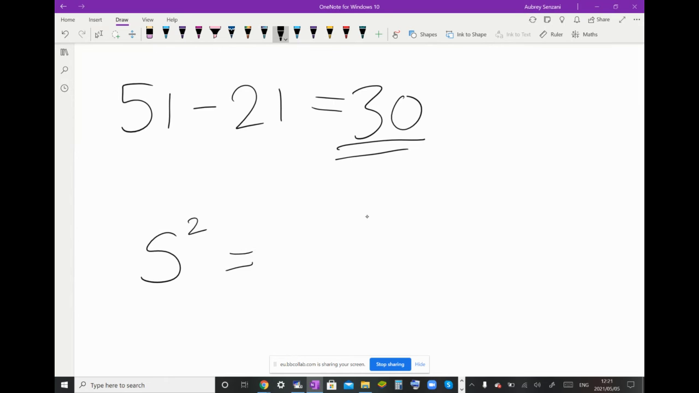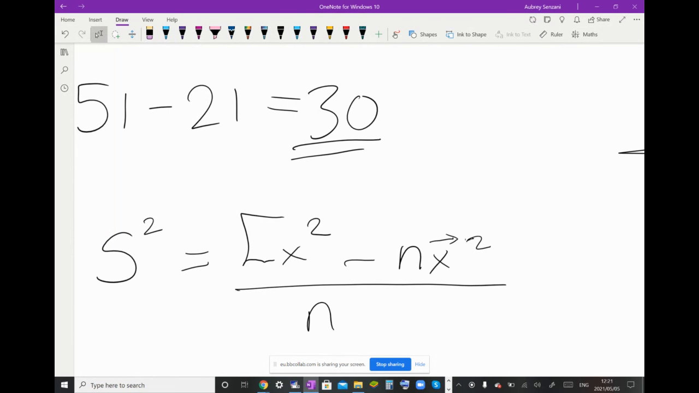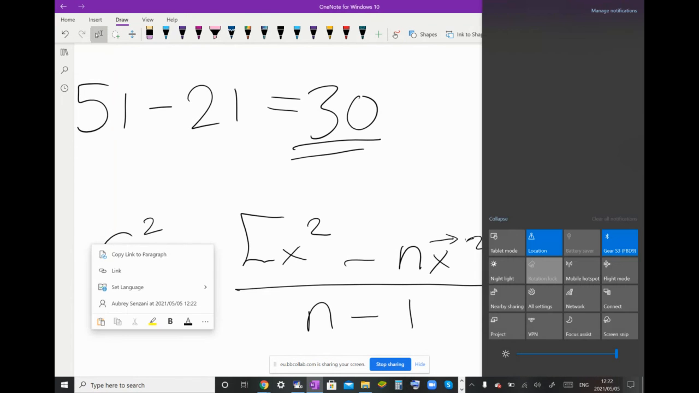S squared, that's your symbol for variance. And then here, this big sigma is basically just the sum of the squares, minus n times x bar squared, divided by n minus 1.